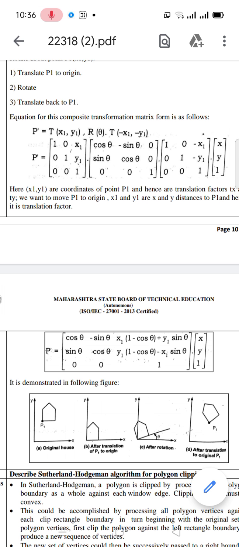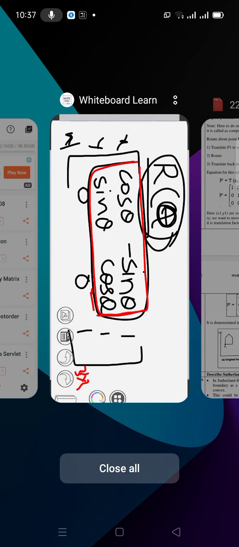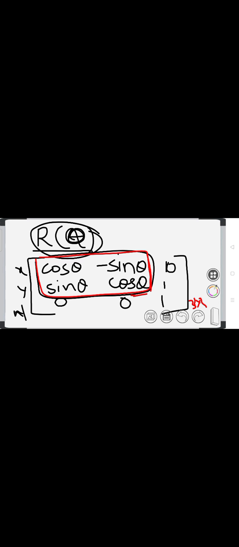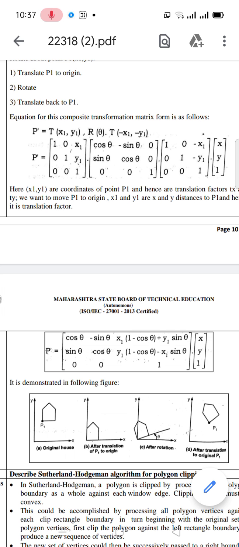That is 1 0 x1, 0 1 y1, 0 0 1. Then the next one is cos theta, minus sin theta, and 0. Actually I told you 1, it is not 1, it is 0. You can make this change. I mistakenly gave this 1, it is 0. Here also it is 0, and the last row is correct, 0 0 and 1. So cos theta minus sin theta 0, sin theta cos theta 0, and 0 0 1. The last translation matrix is the retranslation: 1 0 minus x1, 0 1 minus y1, and 0 0 1.